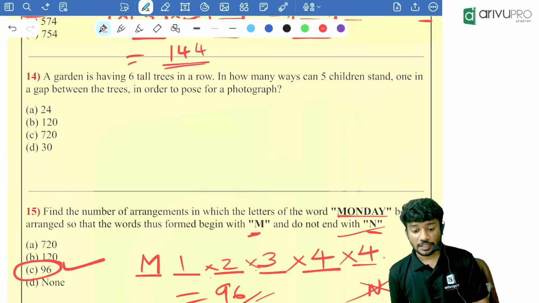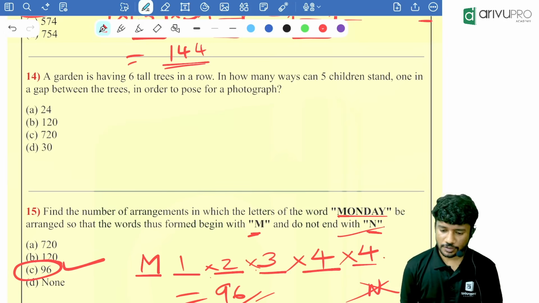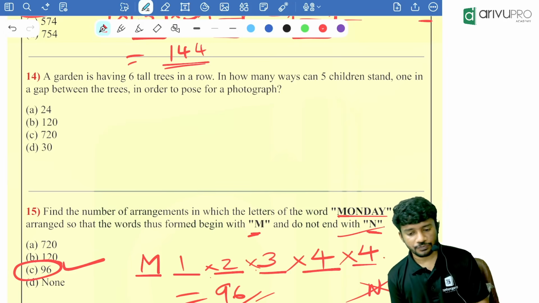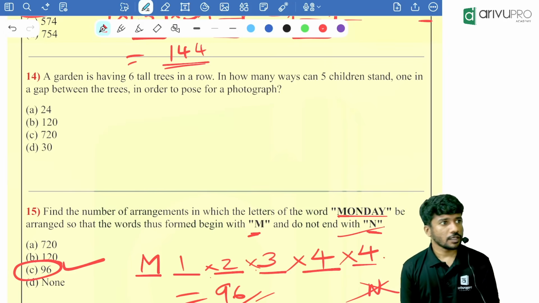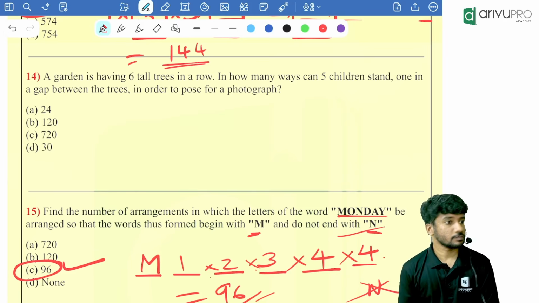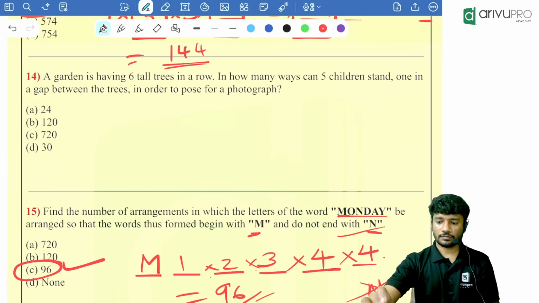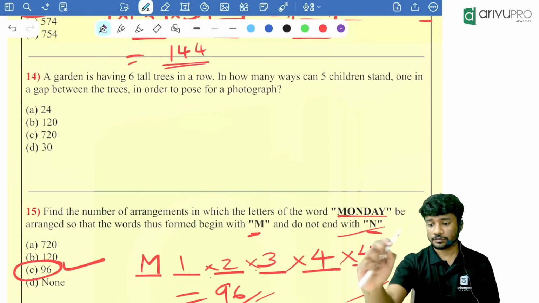Yes. How much is it? 120. Yes. 6 tall trees, 5 children. 120. Correct answer. Well and good. Once you are done, I'll start solving. Yes, correct answer.